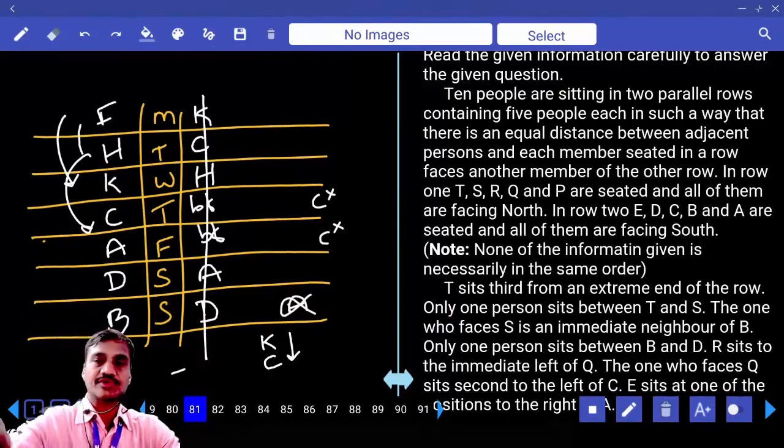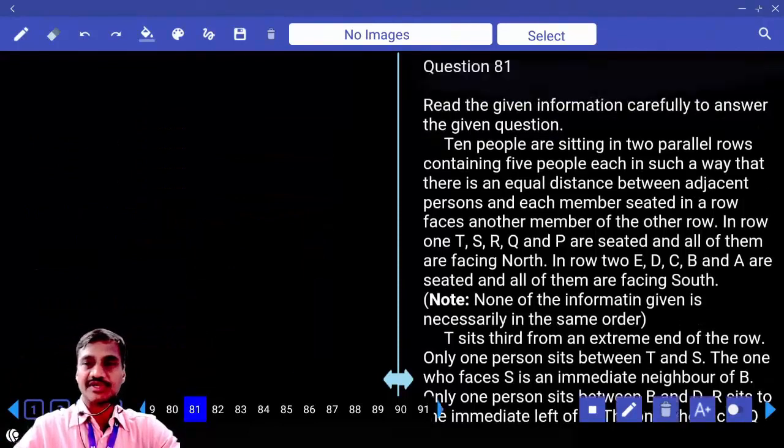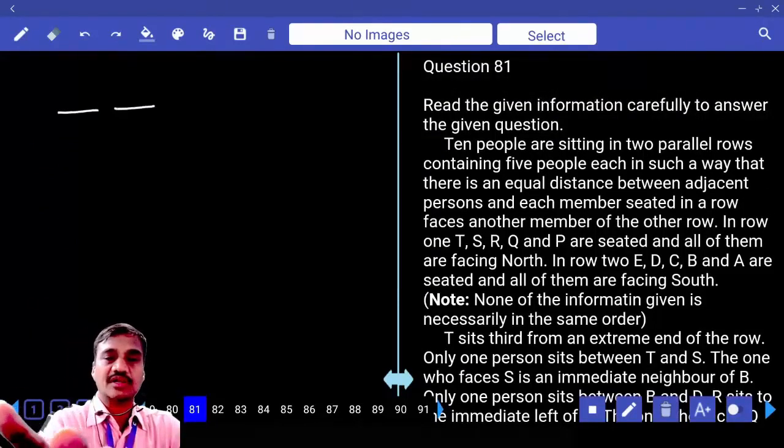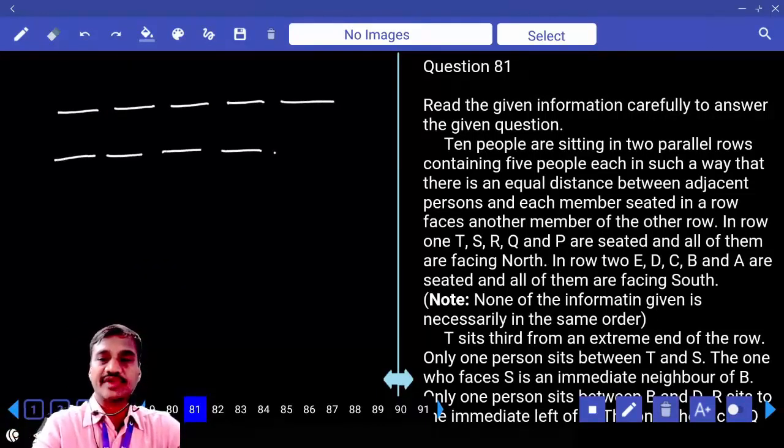Next one, 81 to 85. Now in this 81 to 85, how many people are there? There are some 10 people, and they are seated in 2 parallel rows. 1, 2, 3, 4, 5 is one row. The other row is 1, 2, 3, 4, 5, another row.